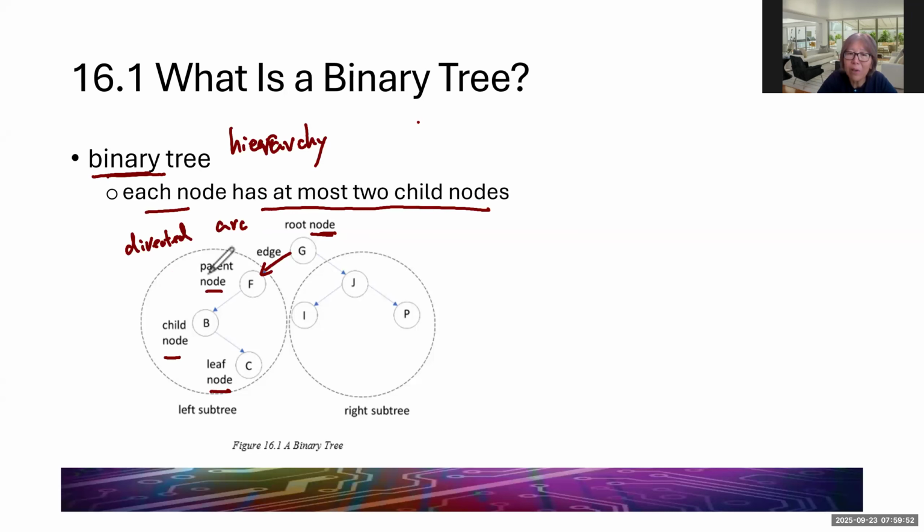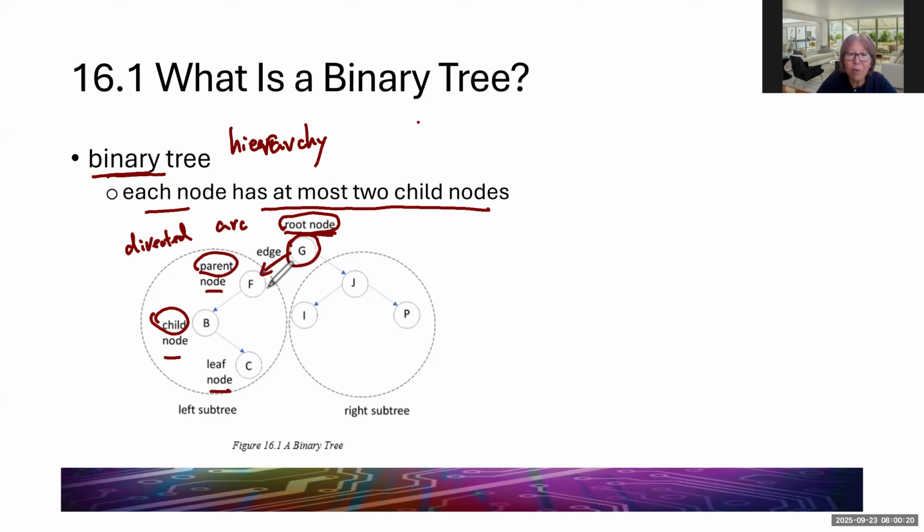Here it has a parent and child relationship. For a directed edge, the node it points to is the child, and the node it comes from is defined as the parent node. And we know the node at the very top of the hierarchy is the root node.